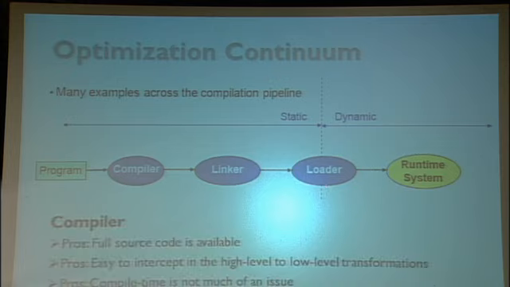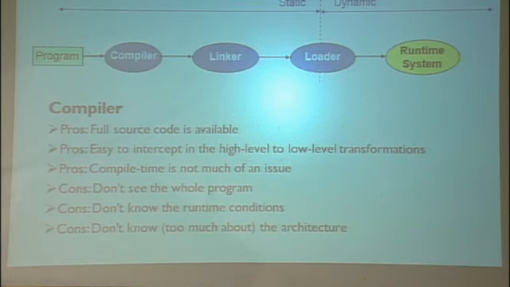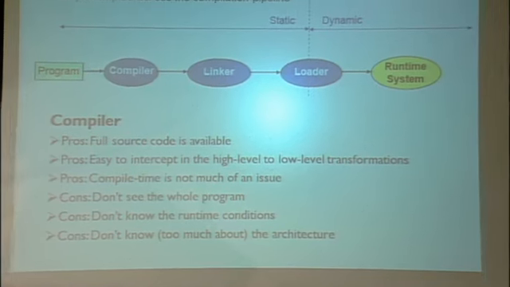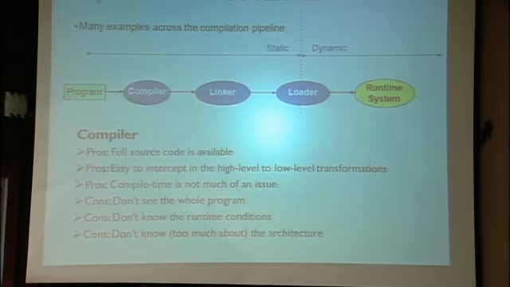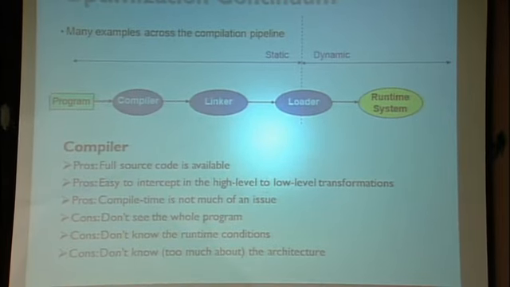So if you do things at a compiler, you have full access to source code. It's very easy to look at the high-level transformation, low-level transformation. You can look at the entire gamut of things to do. And the nice thing is compilers can be slow. Nobody's going to complain. It's not going to be part of your runtime. So you're just going to wait, but it's you, not the customer.